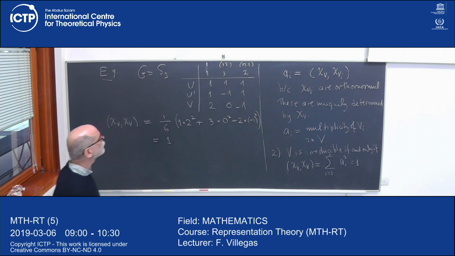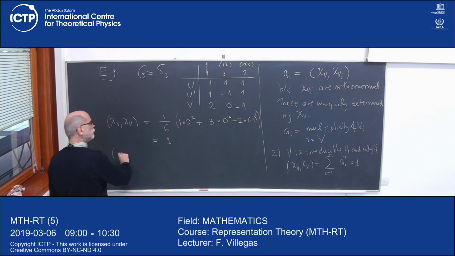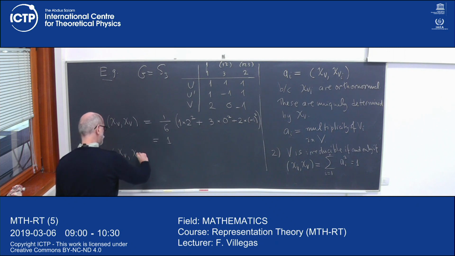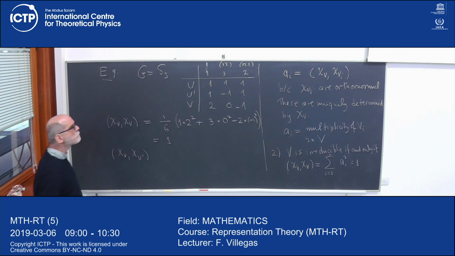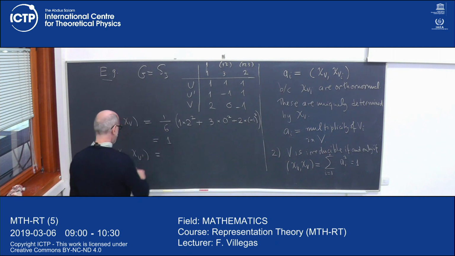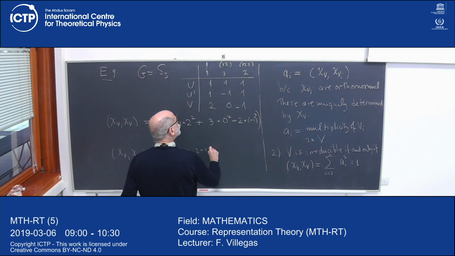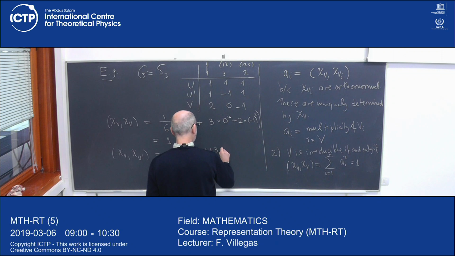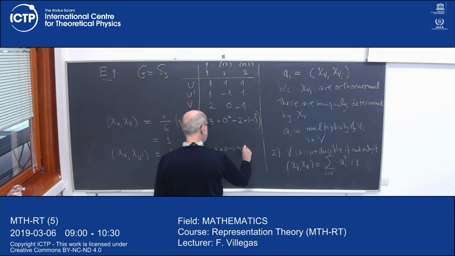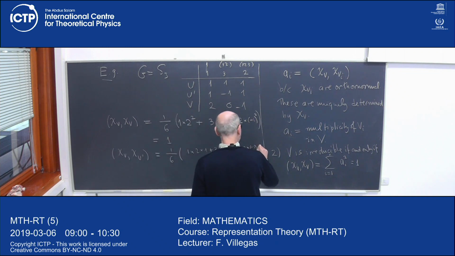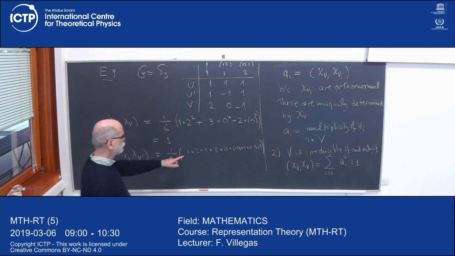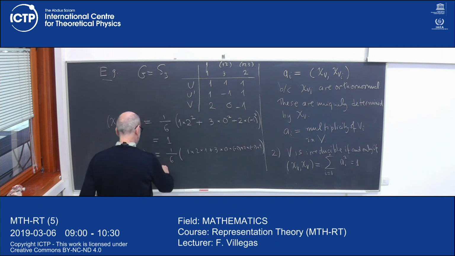This inner product by itself is 1, which checks what we already knew, that this is irreducible according to this criterion. And just for the sake of it, let's do, for example, chi of v multiplied with chi of u prime. This would be 1/6, and then 1 times 2 times 1 plus 3 times 0 times minus 1 plus 2 times minus 1 times 1. And so we have 2 here and minus 2 there, so indeed this is 0.